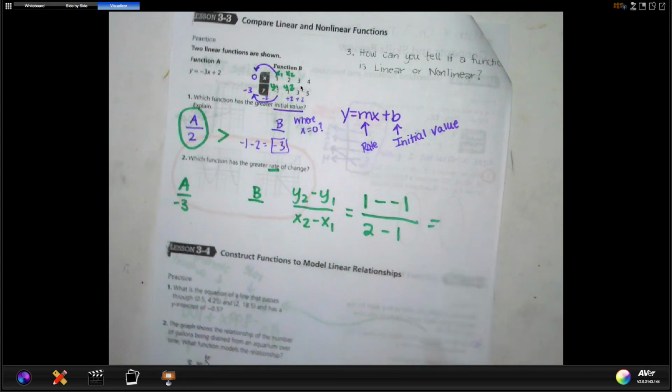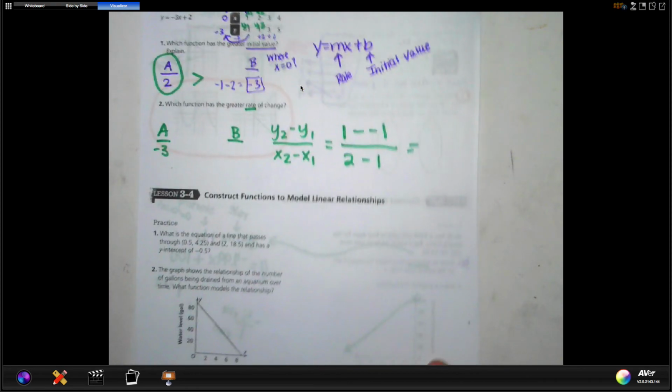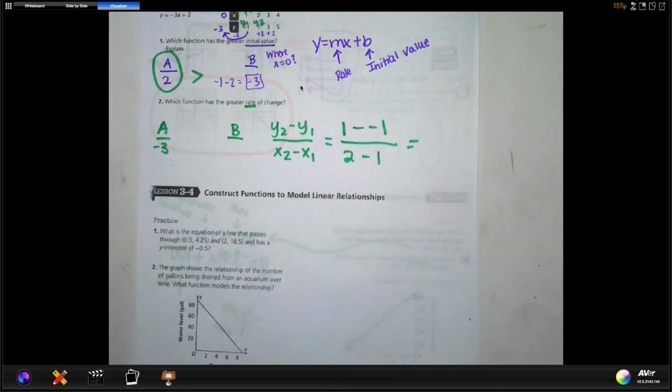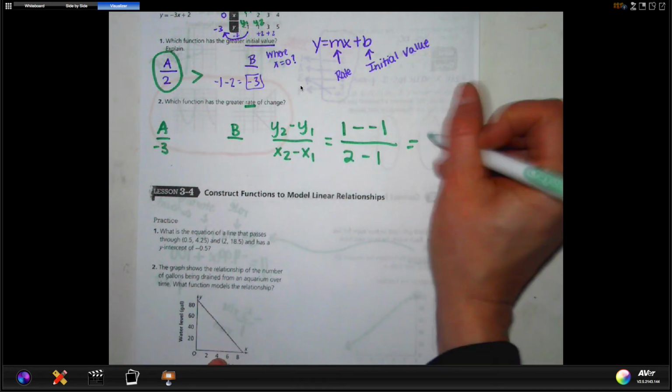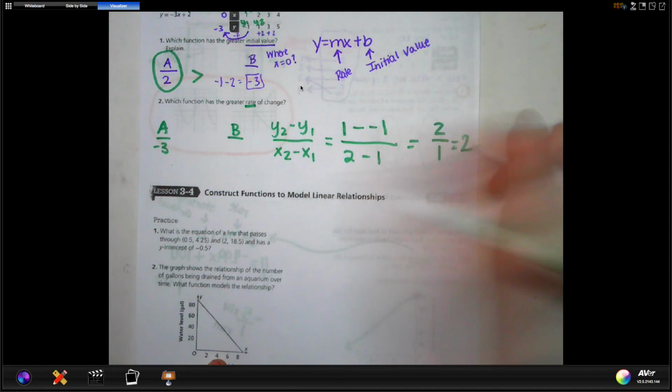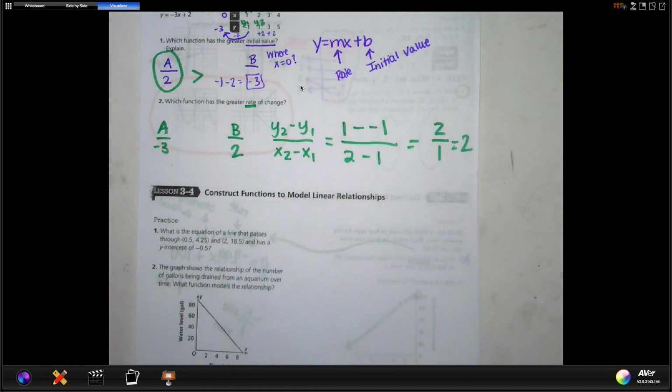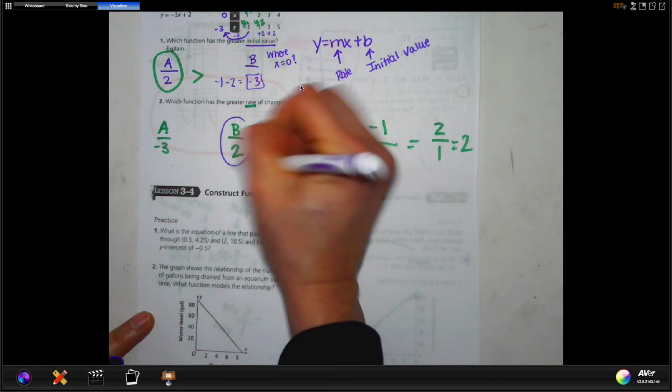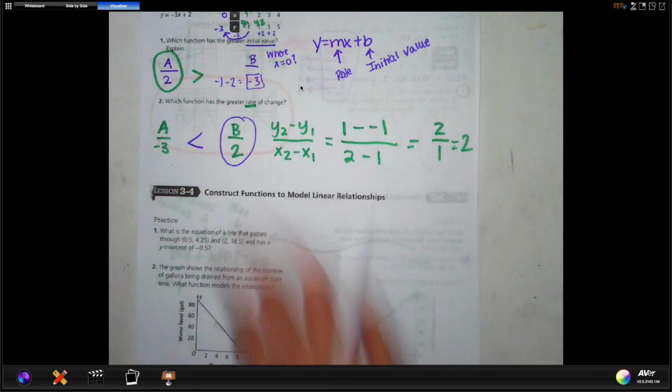And this is where you're going to want to use your calculator to double check your answer, because 1 minus -1 might not be what you think it's going to be. You might as well complete it. 2 over 1, which equals? 2. So my rate now is opposite, isn't it? They're opposite numbers. So who has the greater rate? Function B has the greater rate. Good. Function B has the greater rate because 2 is greater than -3.